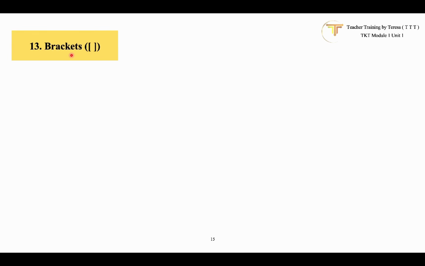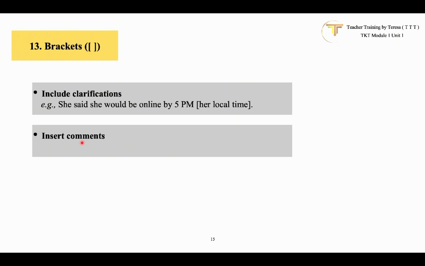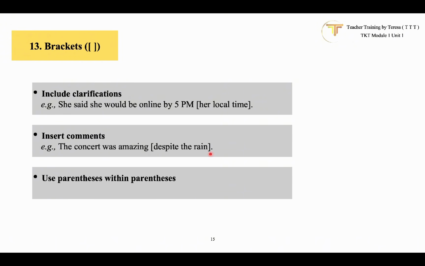13. Brackets. Include clarifications. She said she would be online by 5 p.m. [her local time]. Insert comments. The concert was amazing [despite the rain]. Use brackets within parentheses. The event (scheduled for Saturday [May 10th]) was postponed.